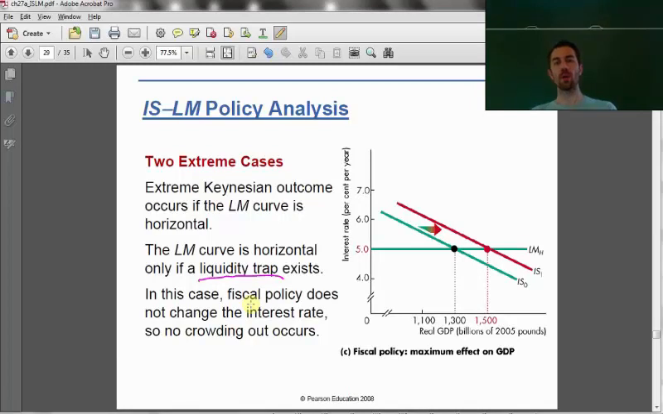So, with the liquidity trap, fiscal policy is a very good way to stimulate economic activity. Are you with me? If we have a very horizontal LM curve, an expansionary fiscal policy is a good way to increase output. You with me? Okay.